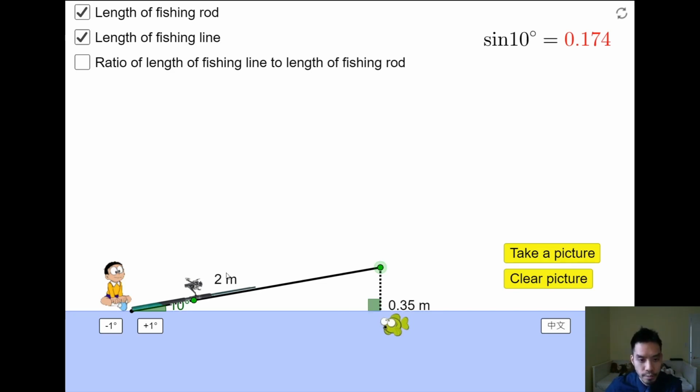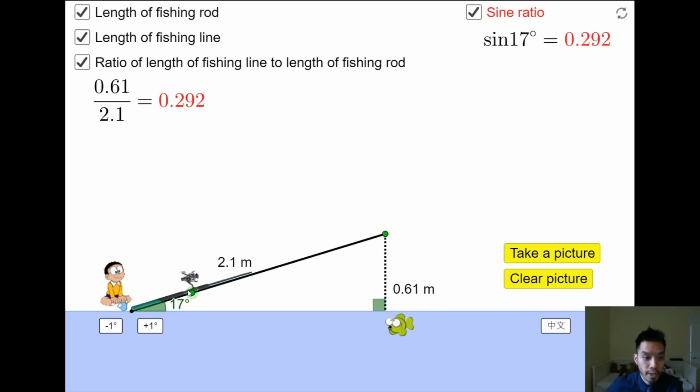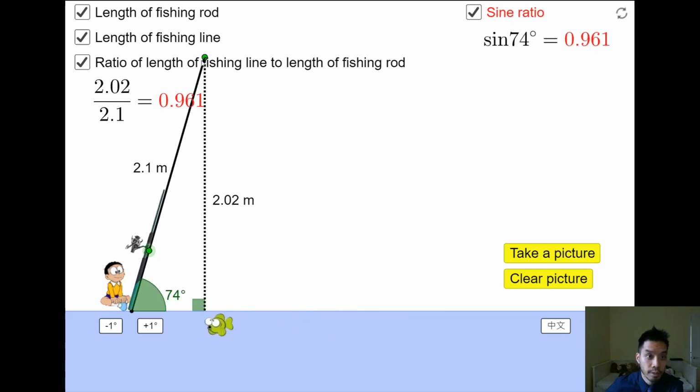The numbers may change because my fishing rod is getting longer and shorter. But the ratio of the opposite to the hypotenuse is always going to be 17.4%. This opposite is 17.4% of the hypotenuse. Okay? So for small angles, it's going to be a small ratio. For big angles, it's a big ratio.